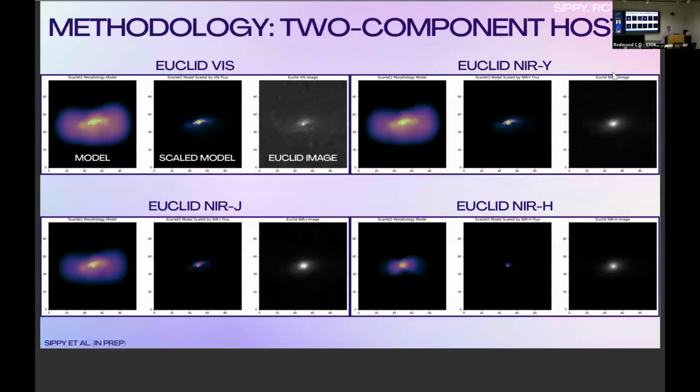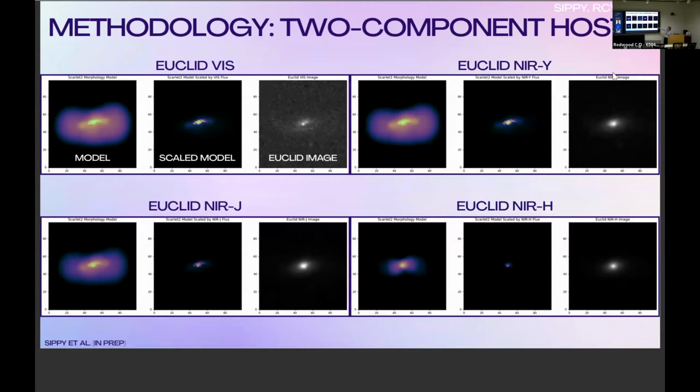Another thing I've been implementing is 2-component host models. Because Euclid has these near-infrared bands, the morphology of the galaxy changes a bit as you go into the near-infrared, just because there might be dust, and you're probing different stellar populations. So I've been modeling the galaxies with 2 extended components on top of each other, which allows it to adjust in the near-infrared.